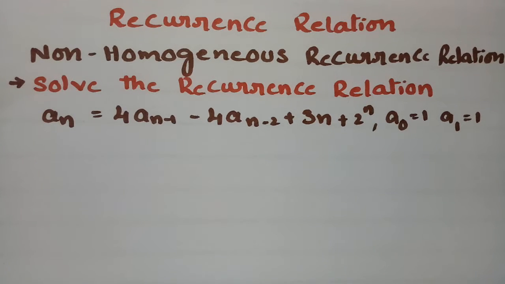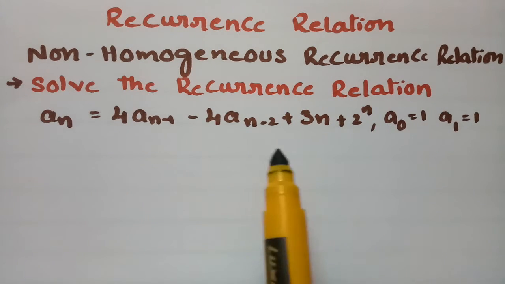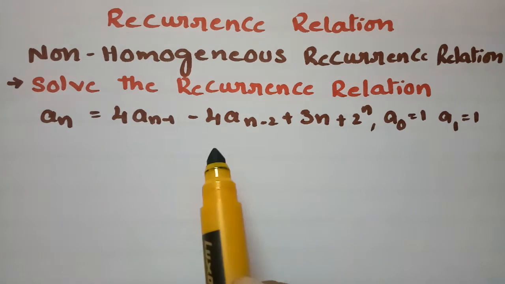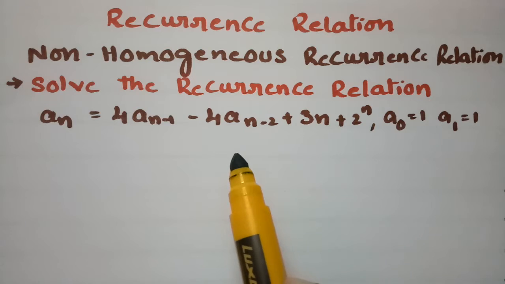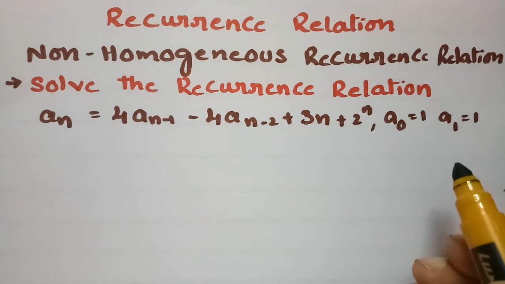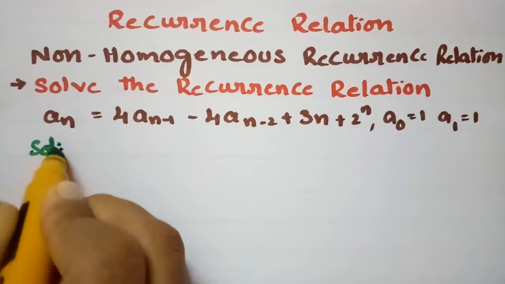In today's video, I am going to explain a problem on non-homogeneous recurrence relation, and this topic is related to discrete mathematics. Here is the problem on the screen. We have to solve the recurrence relation a_n = 4a_(n-1) - 4a_(n-2) + 3n + 2^n, and the given initial conditions are a_0 = 1 and a_1 = 1. So let's get started to solve this.